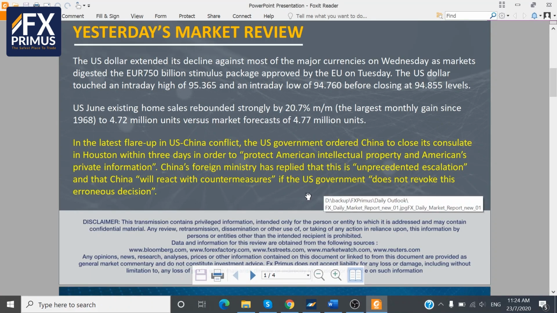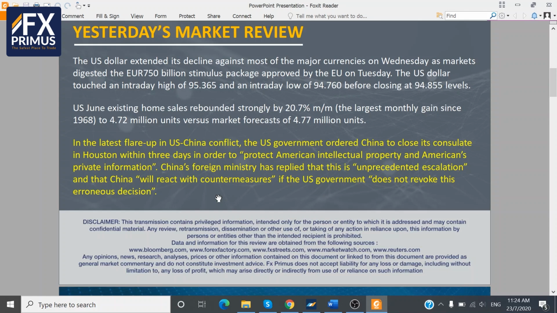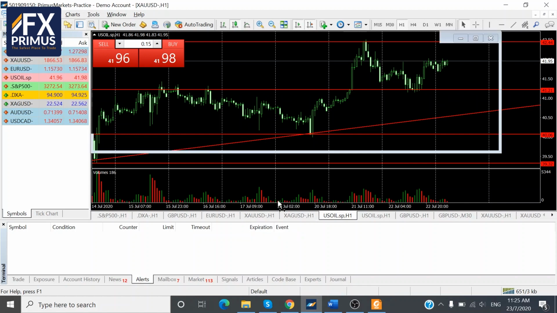So let us have a look and see what other information we have. Over the last 24 hours, the most significant news released in the market was the US government's decision to order the closure of the Chinese consulate in Houston within three days to supposedly protect American intellectual property and also American private information. Of course, this escalated the tensions between the US and China, and that could be part of the reason why gold prices actually spiked up.